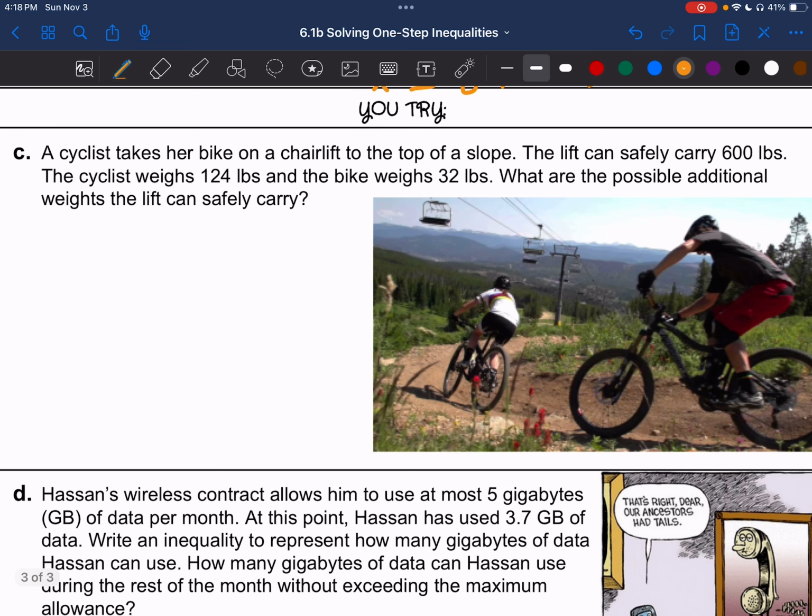All right, you try problems. You do those on your own and then come back and check your work against mine. A cyclist takes her bike on the chairlift to the top of the slope. The lift can safely carry 600 pounds. The cyclist weighs 124. The bike weighs 32 pounds. What are the possible additional weights the lift can safely carry? So define our variable. X is extra weight.